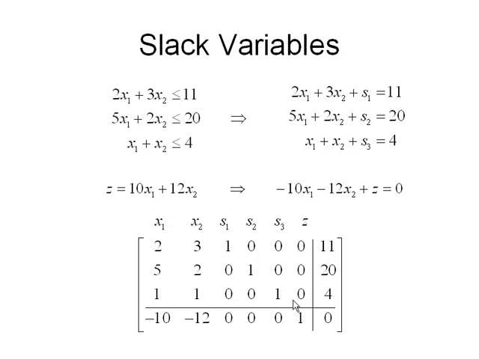And then under the horizontal bar, I go ahead and take my objective function, which is minus 10 x sub 1, subtract 12 x sub 2 plus z equals 0, and I write that in the bottom row as minus 10, minus 12, 0, 0, 0, 1, 0. So now this is my initial simplex tableau. Now what I need to do is start modifying this, or looking at a possible basic feasible solution based on this tableau.